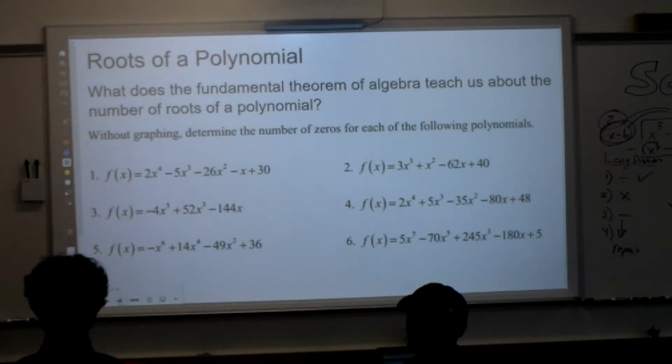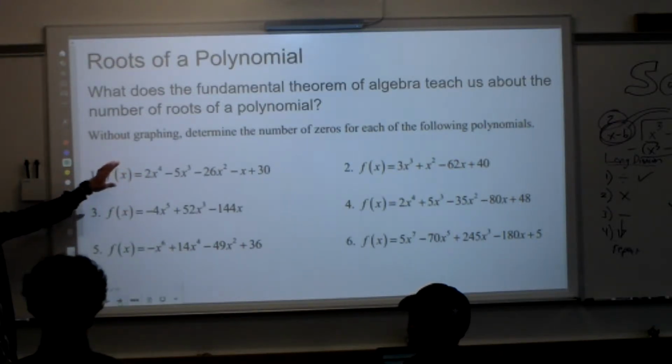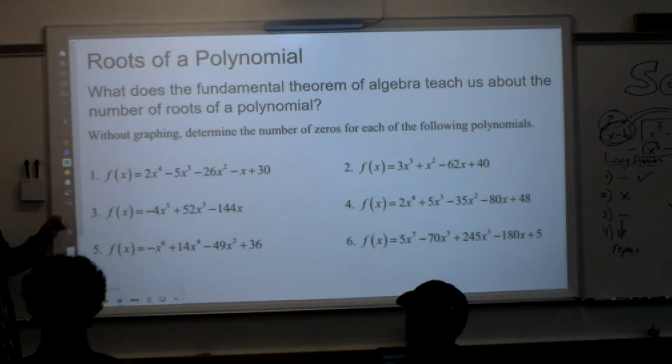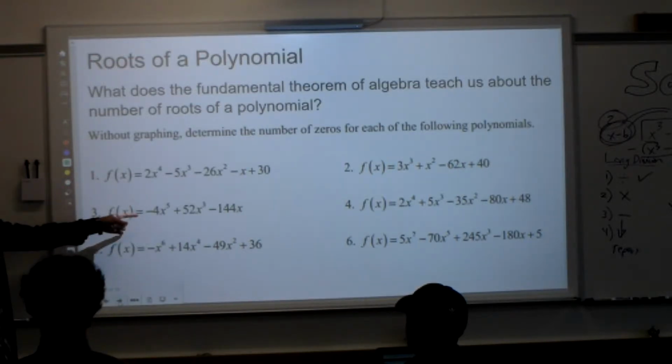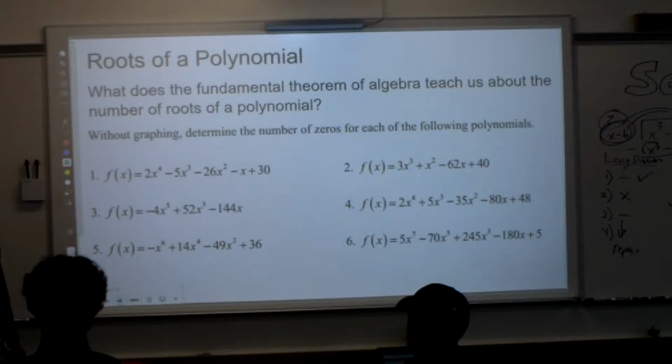So this one says, without graphing, determine the number of zeros for each of the polynomials. This would be really quick. So what's the degree here? How many x-intercepts do we expect? Up to 4. How many turning points? 3. That's it. This one, degree is 5. How many intercepts do we expect? Up to 5. How many turning points? Up to 4. Okay, you get the idea, right?